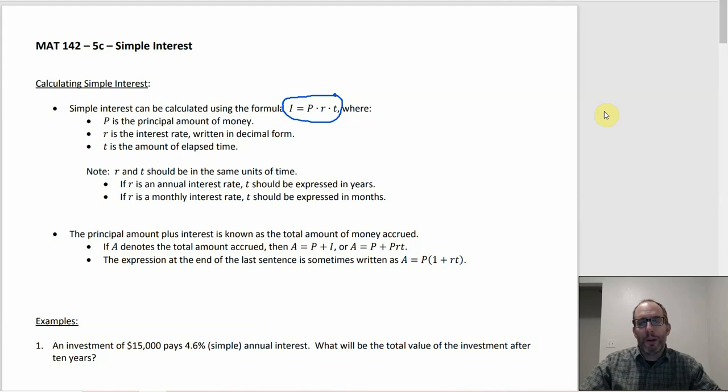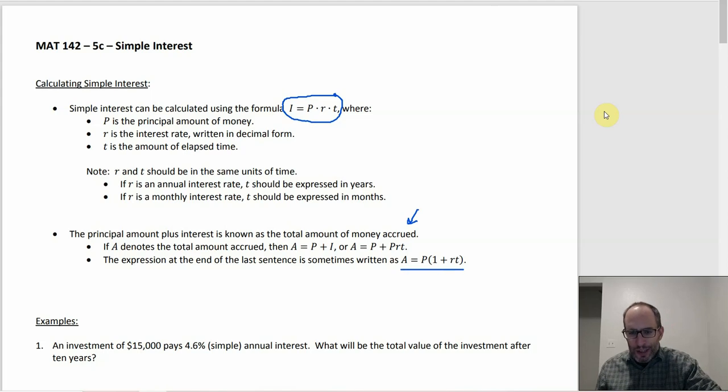Then the other thing that we're going to need, because this will show up an awful lot too, is the total amount of money accrued. The reason there's an A is just for the word accrued. But the amount of money accrued is the principal plus interest. So you could write it symbolically as A equals P plus I, or you could do it by writing out what I is. So A equals P plus PRT. And a lot of times it's written like this.